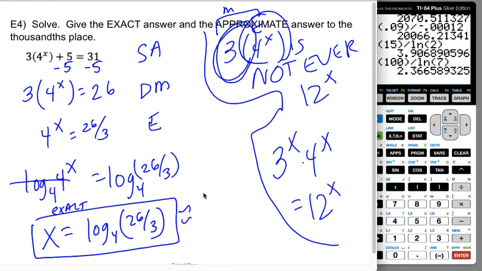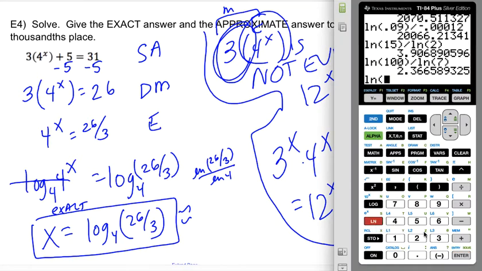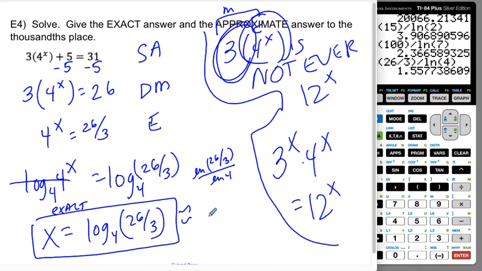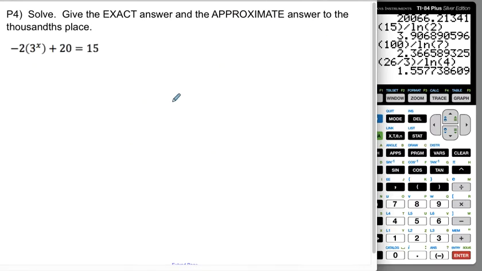If I want to approximate that answer, I'm going to do it by typing in the natural log of 26 thirds divided by the natural log of 4, which I'm going to do right now. And I'm going to get that it's approximately 1.557 or 8, depending on if you round or truncate, right? So this is my approximate answer. Exact answer and approximate answer, right? Notice you're not always going to be asked to do both. Here I'm asking you to do both. Okay, so go ahead and try P4 without me, and then pause me, and then you can go through it as I go through it.